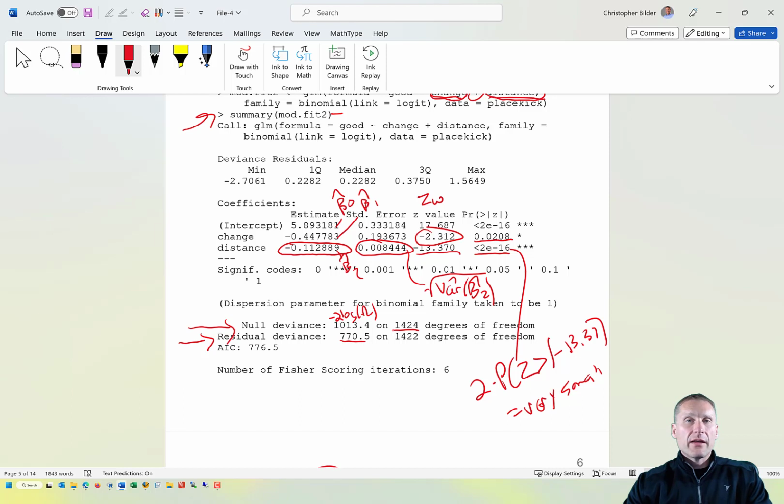What that's doing is comparing the model that has change in distance in it to a model that uses the proportion of successes as the estimates for pi, or the saturated model, in other words. Notice there's 1422 degrees of freedom with this particular hypothesis test. Why? We are estimating 3 parameters, and we have a sample size of 1425.